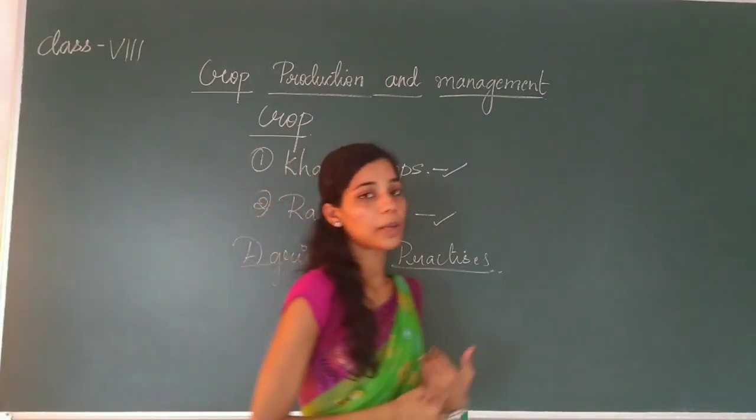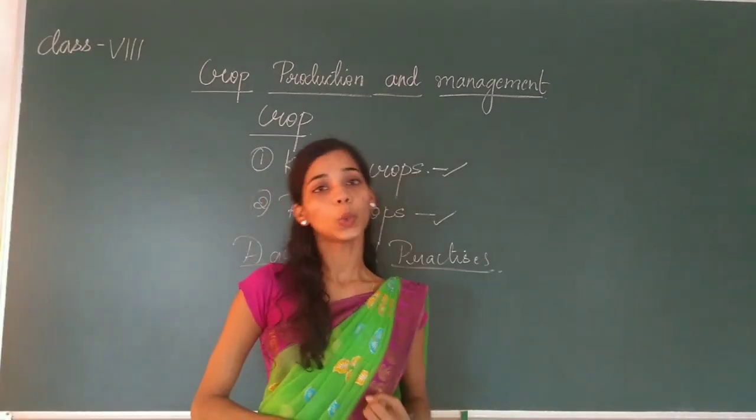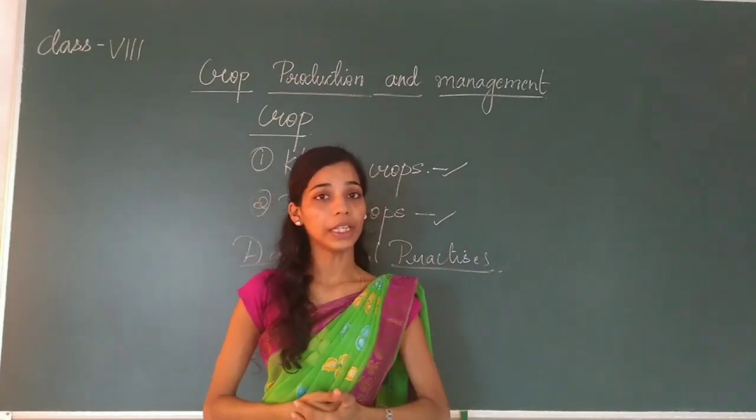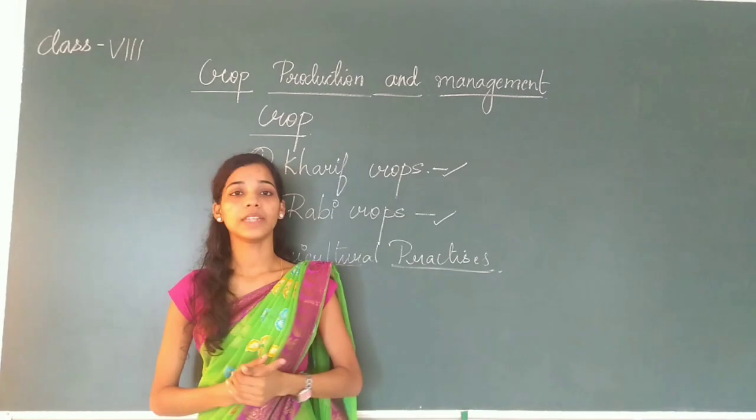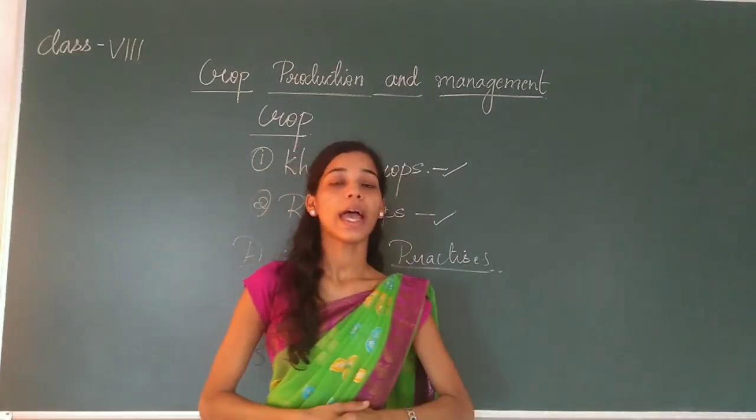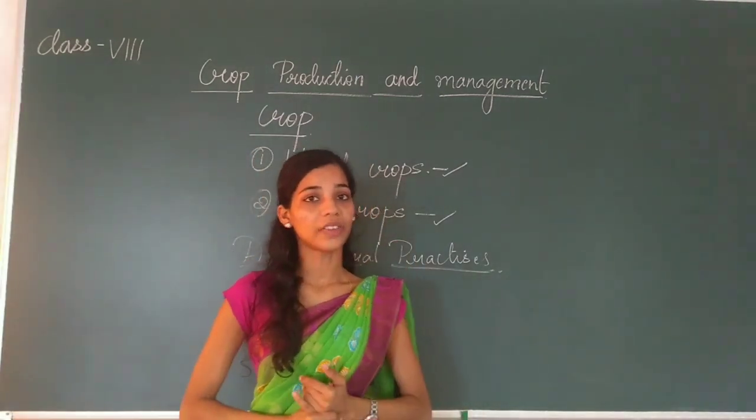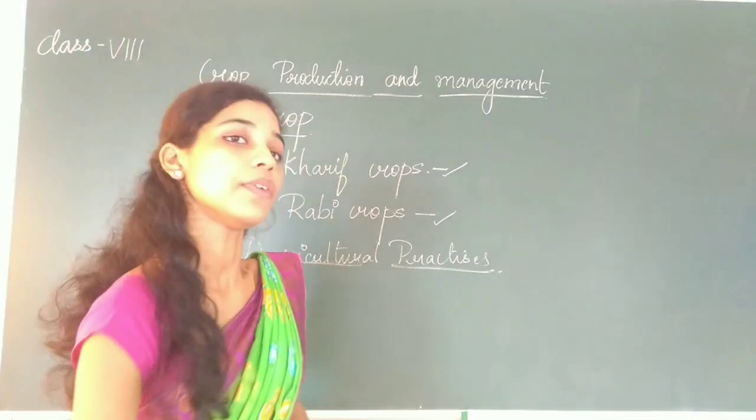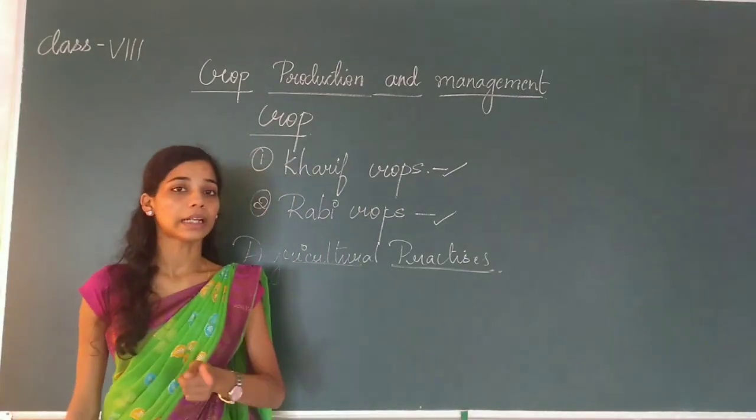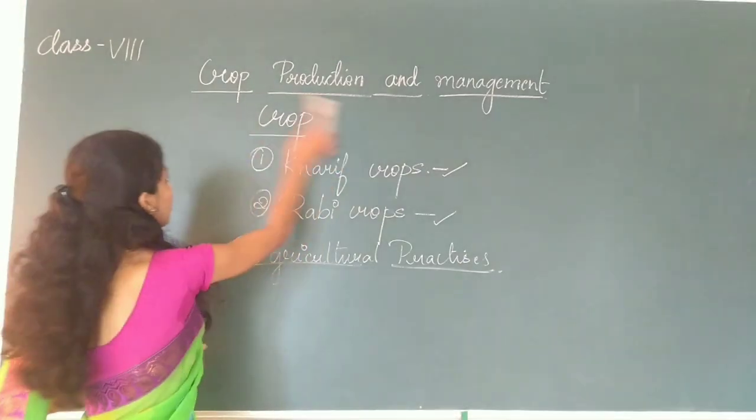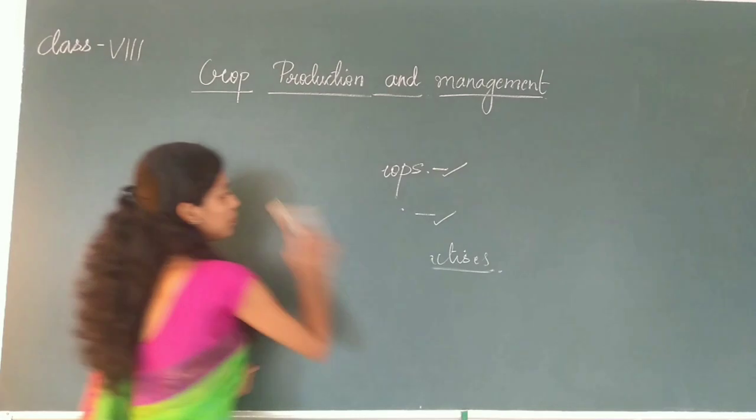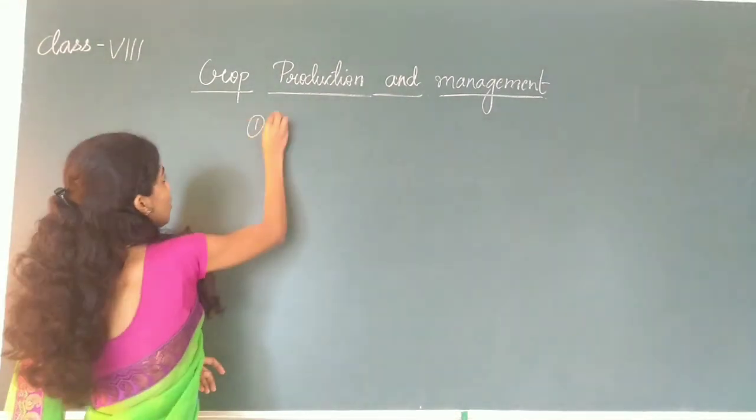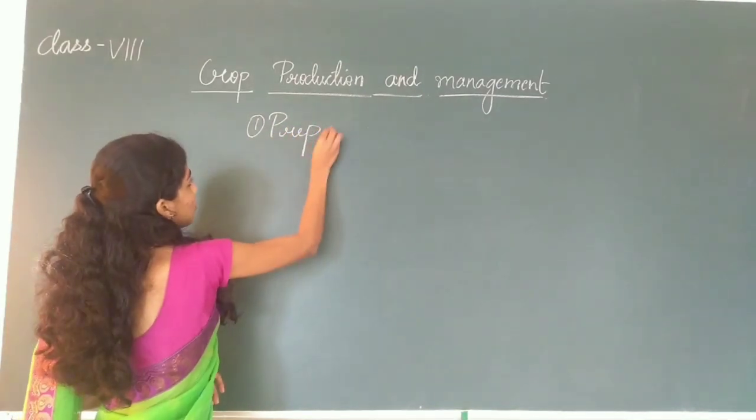There are some of the agricultural practices like first soil preparation, sowing, adding manure and fertilizers, irrigation, then we have weeding, then harvesting, and finally we have storage. These are some of the agricultural practices or the activities which are performed by a farmer in the production of crops. So today we will discuss the first agricultural practice, that is the preparation of soil.